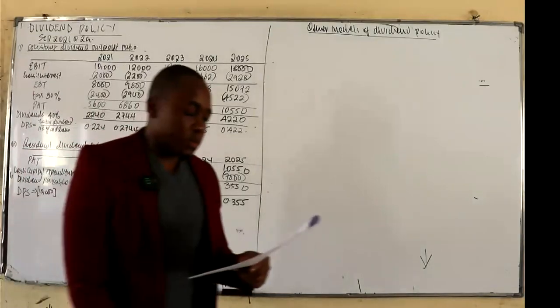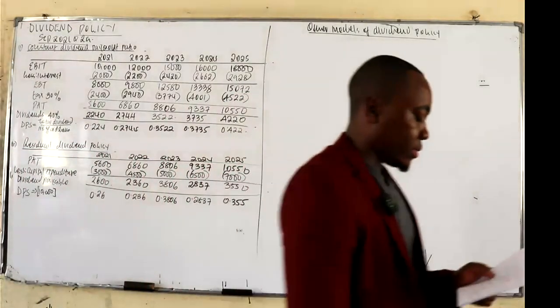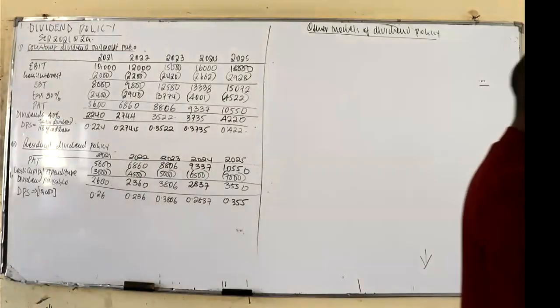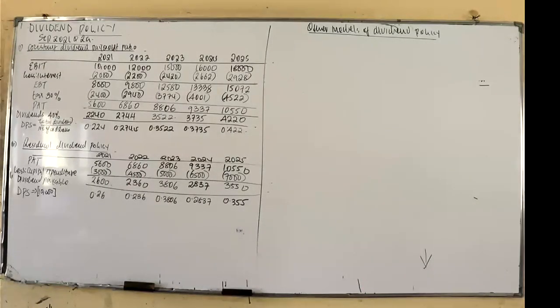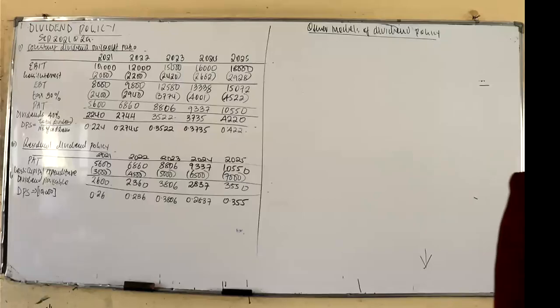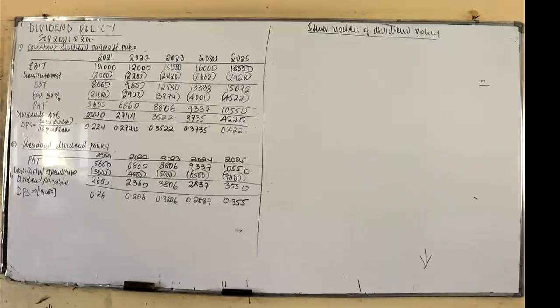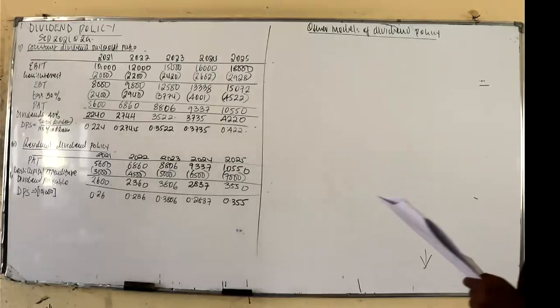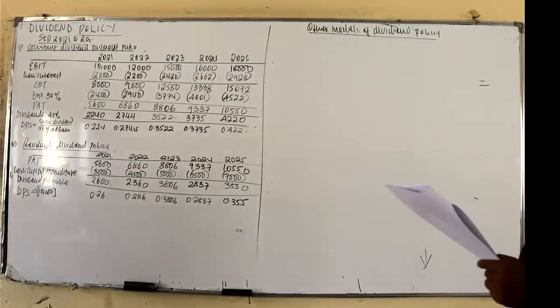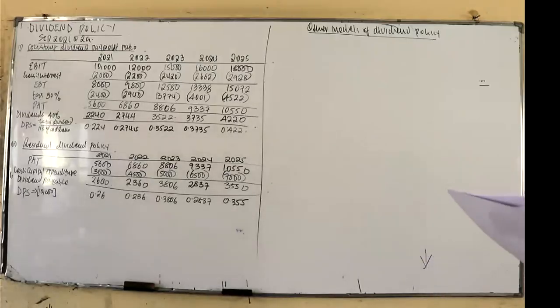According to James Walter, what were the assumptions? One is that the company is all equity financed, which means there is no debt in the capital structure. Number two is that the company uses retained earnings to finance future investments. Also, the return on investment will remain constant and the company will exist to perpetuity, that means it remains a going concern.